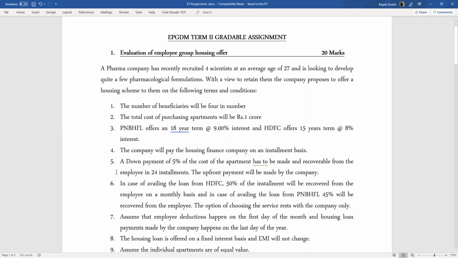Now, when we made the principal amount 95 lakh, it means that this part has already gone. No need of this part, isn't it? This employee recoverable from the employee in 24 installments, because we have already reduced the principal amount. So that part is gone now. Now we have to compute on the 95 lakh basis. So I think we are right there.